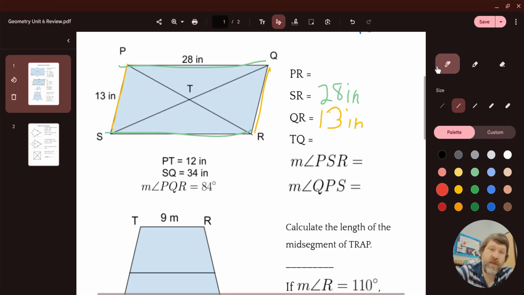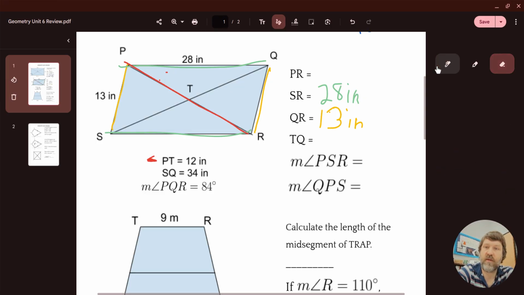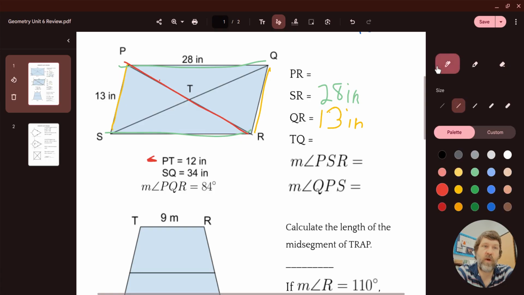The questions for PR and TQ are going to deal with the diagonals, so I'll look at each of them separately. They want to know the length of PR. Well, we know right here that PT is 12. And if that's 12, then this is also 12, which means that the measure of the entire length is going to be 24 because it's twice as much. And so we know that we're going to get 24 inches for the diagonal PR.